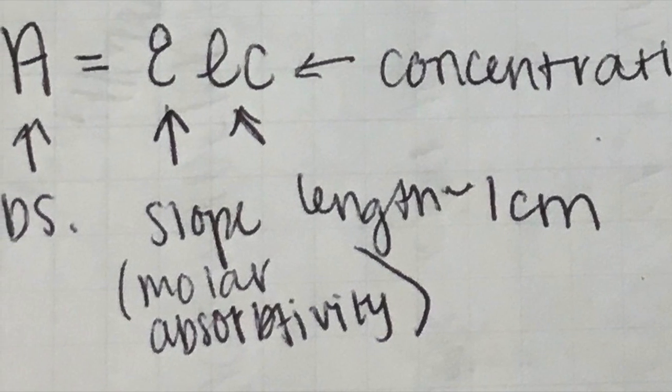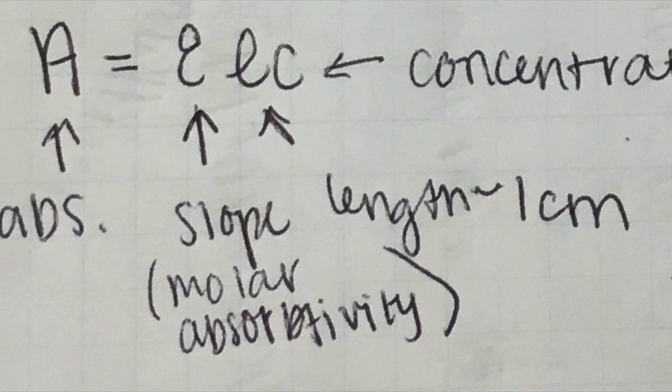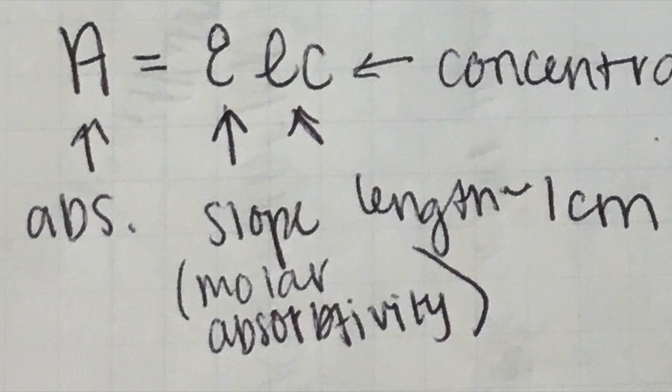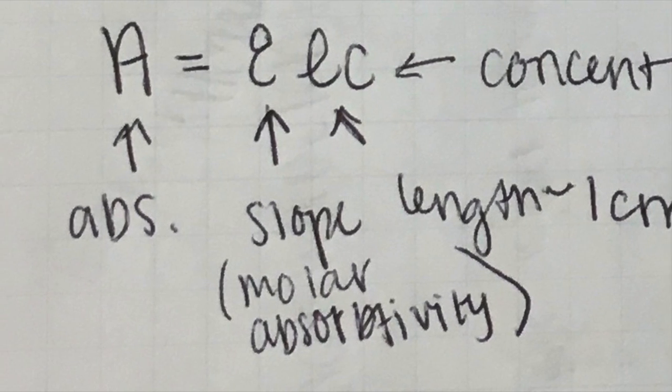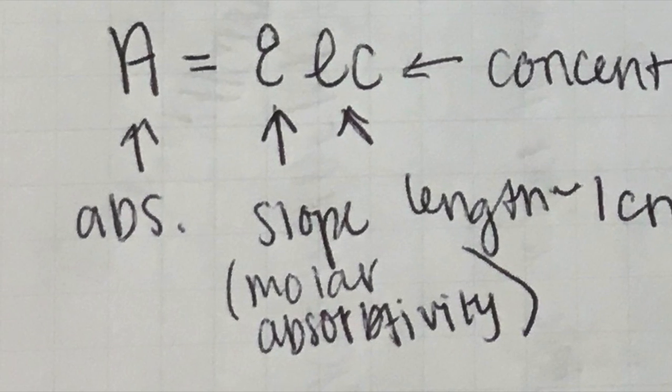If the spectrophotometer is not zeroed prior to measuring absorbance, the slope of the line will be inaccurate. The length is 1 centimeter. Concentration can be found using stoichiometry after completing the dilutions of your stock solution.